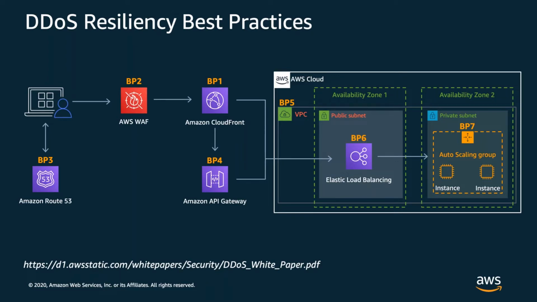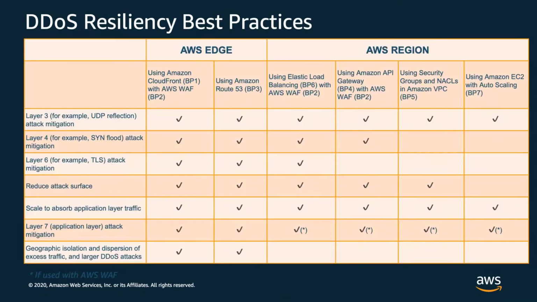In this white paper, we talk about the difference between different AWS services and how they can protect you against specific types of attack vectors. We draw a line between regional services and edge level services. So if you look at services that are in the AWS edge, like Route 53 and CloudFront, you will notice that they have significant protection against all infrastructure layer attacks throughout the OSI layer into the application layer using AWS WAF.